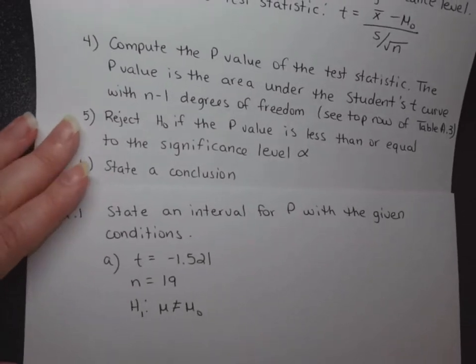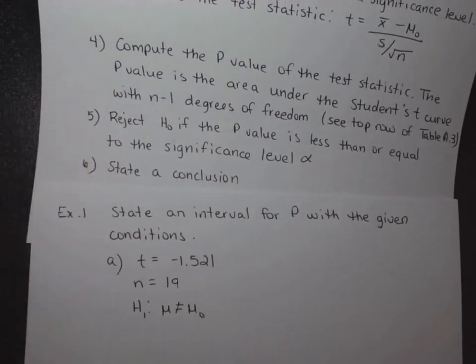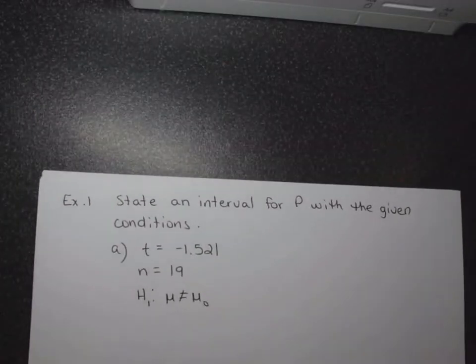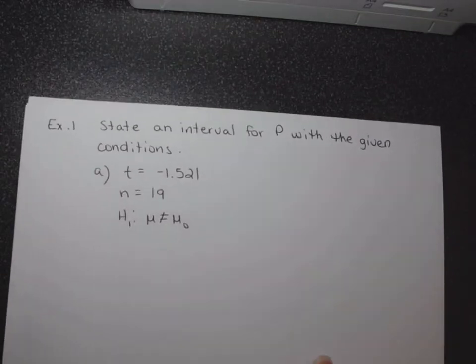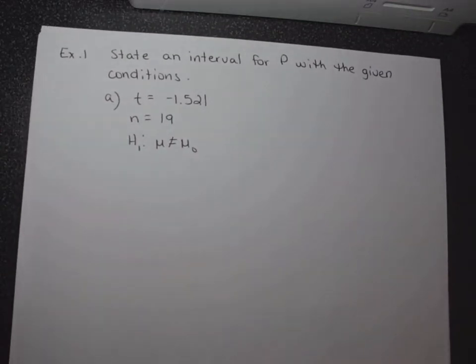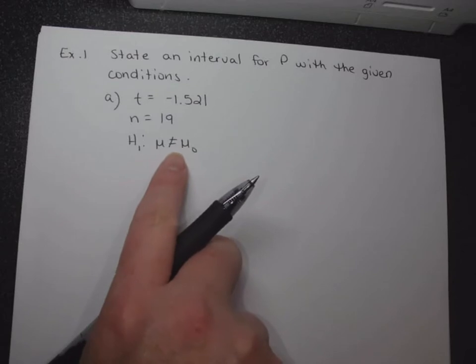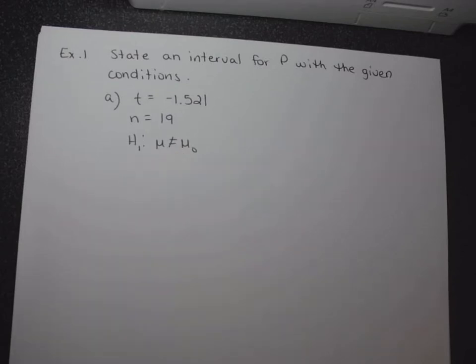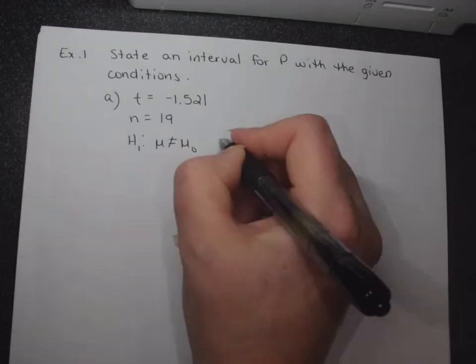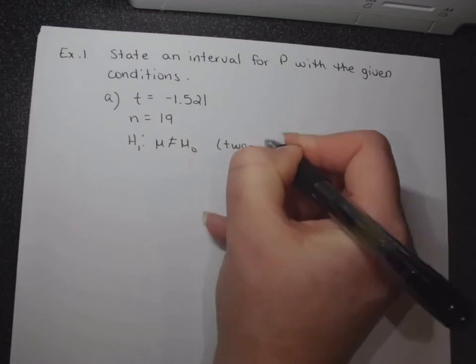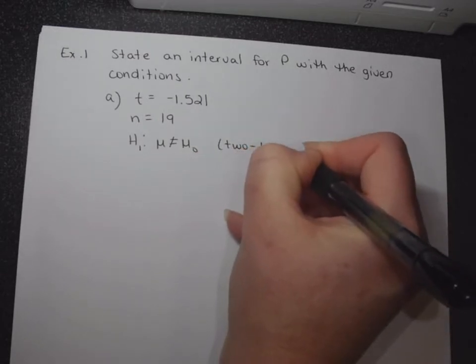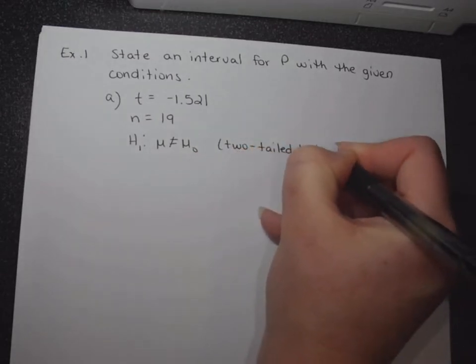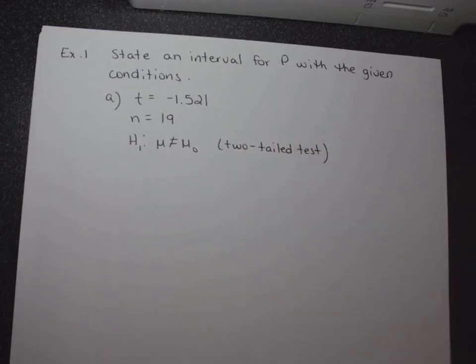So I gave you a t-value. Notice it's negative. We'll talk about that in a minute. I gave you an n value. It's not bigger than 30, but we're going to assume that our population is a normal distribution, so we can still proceed. And then H sub 1 says that the average is not equal to what we started with. So remember, when you have a not equal to sign, it is a two-tailed test. It is going to be important that you realize what we need to do with the two-tailed test.